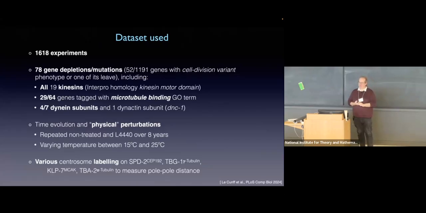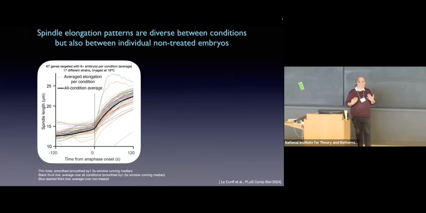data system. I will detail it in just a moment, but before that, I would like to tell you a bit more about the data set. When we do a data-centric approach, a key aspect is, of course, the data that you put in. So we gathered many experiments of the lab done in different projects, with a bit less than 80 gene depletions or mutations, including kinesin, microtubule binding proteins, subunits of dynein. We also had repeats of non-treated and control embryos, varying the temperature, varying the labeling. And we put that together and wonder what is happening.